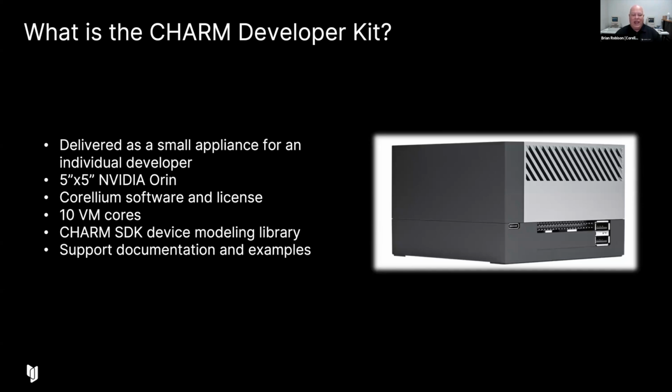It does have 10 VM cores for you to play with. So when you build a VM model, you're going to assign a number of CPU cores to it so that it can boot and run all your different OSs and things like that. It also includes the CHARM SDK, which is libraries and tools and examples and documentation that all come pre-installed on this little box.